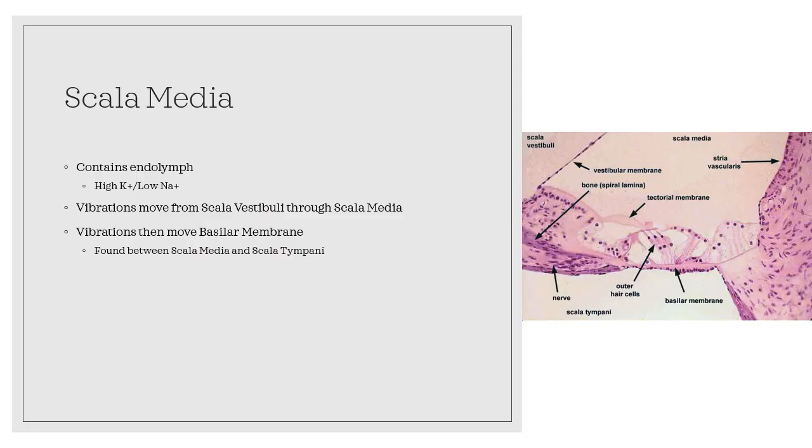The scala media contains endolymph. This fluid is high in potassium and low in sodium, the opposite of perilymph. This potassium is important for the actions that take place in the scala media. The vibrations delivered through the scala vestibuli will transfer to the scala media. This vibration is moved to the basilar membrane, which is located between the scala media and the scala tympani.